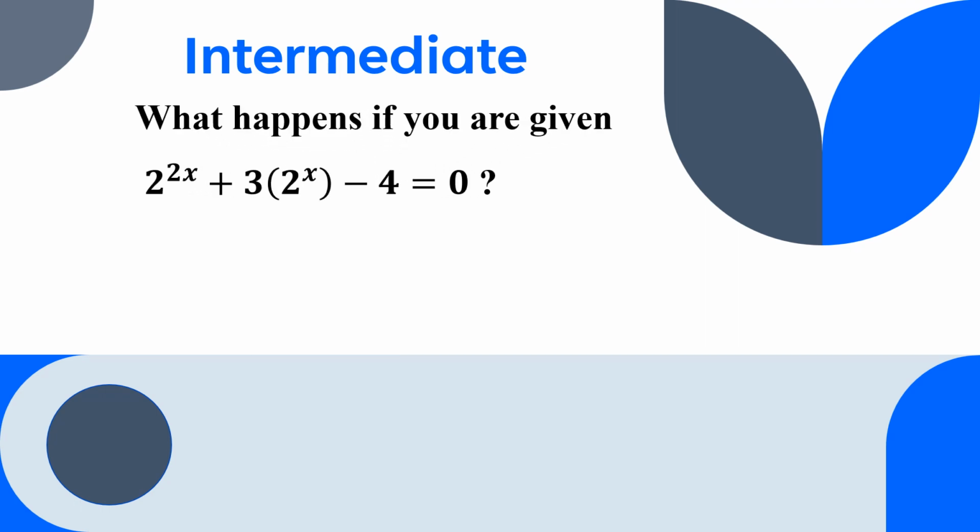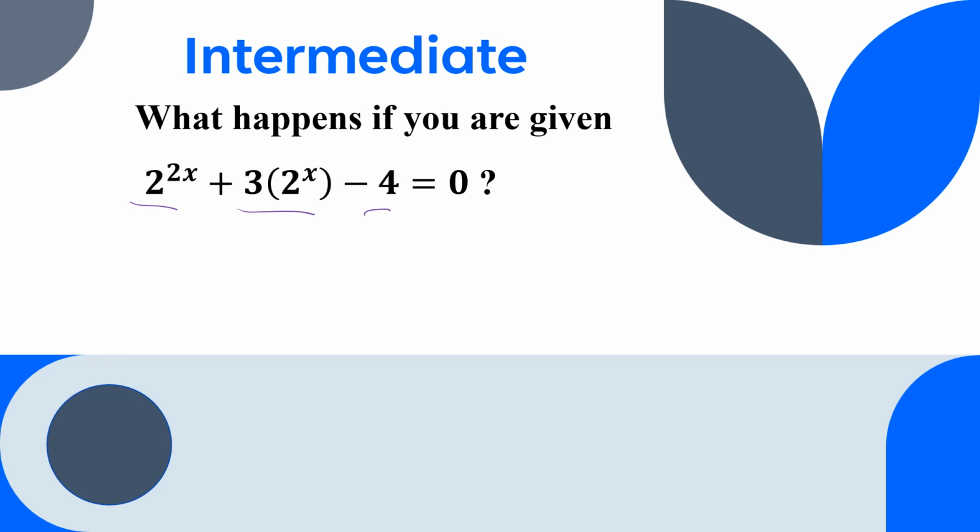For example, if you're given 2 to the power of 2x plus 3 times 2 to the power of x minus 4 equals 0, you see that there is no way you can do it as before. Usually, for the past few examples, we have just one term on the left equals to another term on the right. Here you have three terms. So if you have three terms, there's no way that you can apply the previous method.